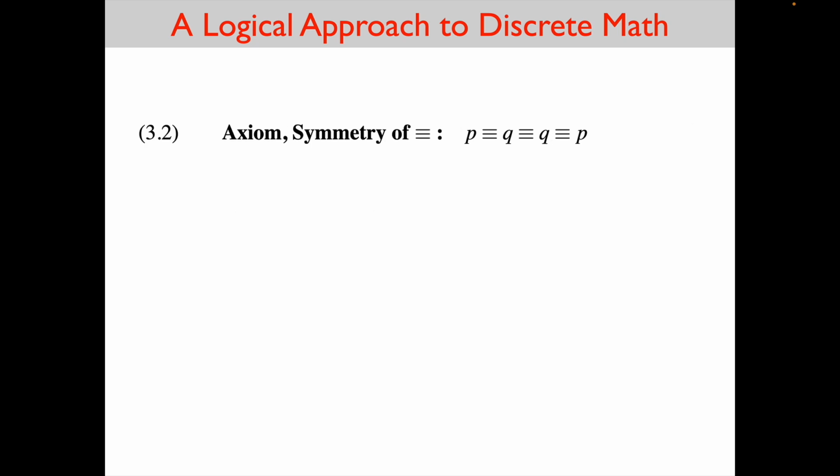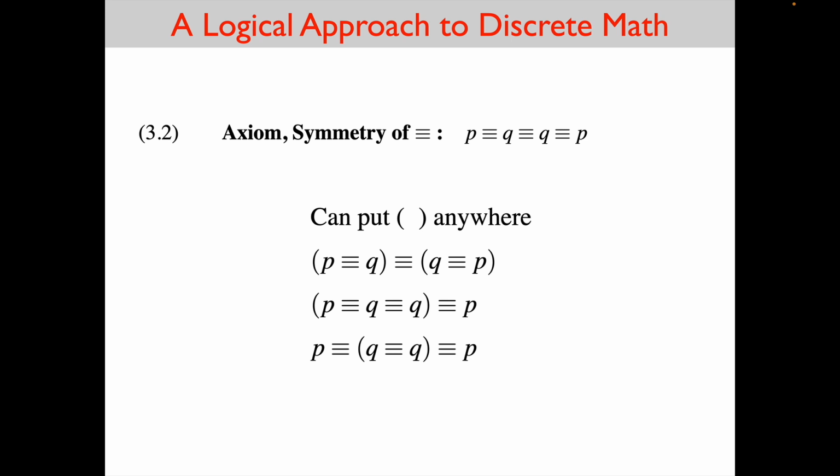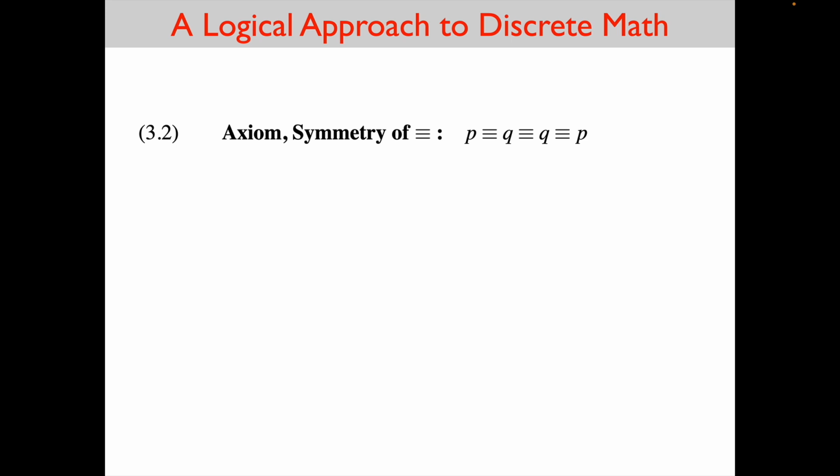And then we looked at axiom 3.2. Again, this is an axiom. It is assumed to be true, so we don't prove it. And the symmetry axiom says P equivales Q equivales P. So you can put the P and the Q in any order. And we mentioned the fact that we can put the parentheses anywhere because of axiom 1. Because equivales is associative, we have our choice about where to put these parentheses.